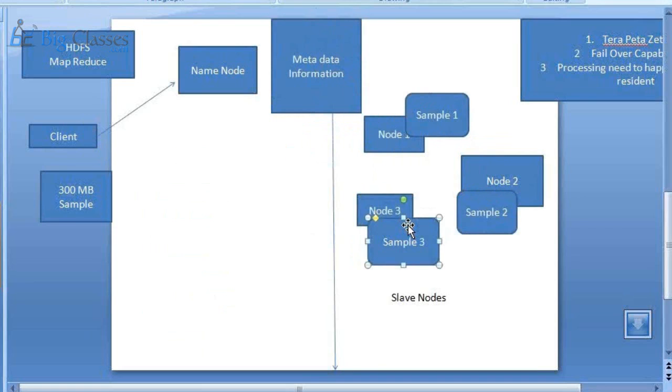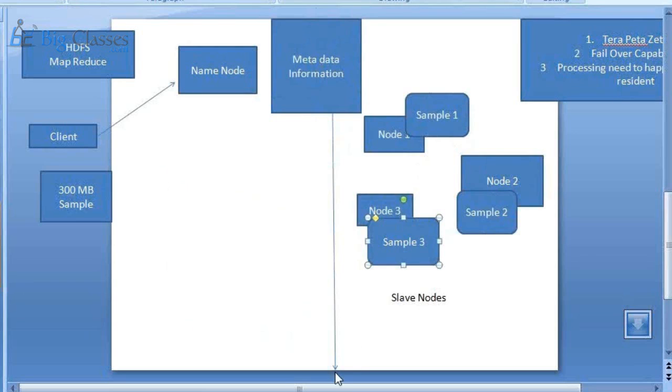So sample 1, sample 2, sample 3 are essentially 128 MB blocks. Yes, these are the blocks. In other terms, we can also call them file splits. The number of file splits is equal to the number of blocks that the file is split into. Accordingly, it is stored here.